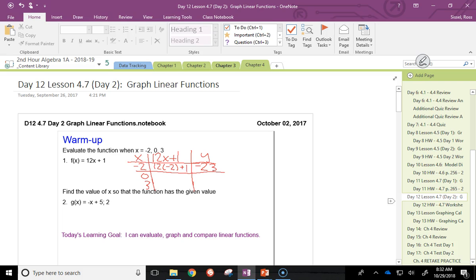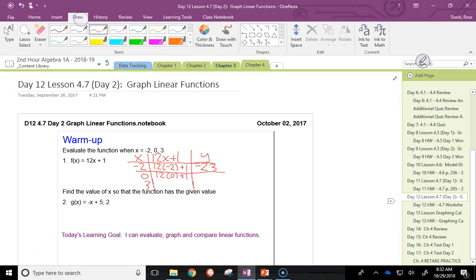So I do the same thing for 0. Yes, but replace the -2. So what did you get? 1. And what do you do for 3? 37. Wait, you didn't do. You gotta do 12 times 3 plus 1. And then, so what's 12 times 3? 36. Plus 1. 37.